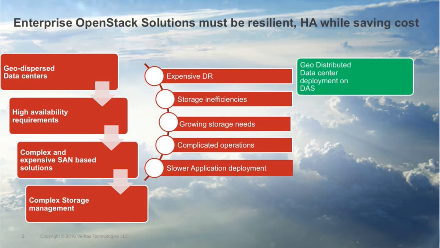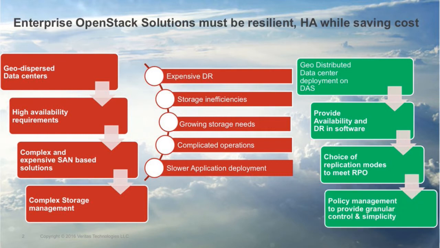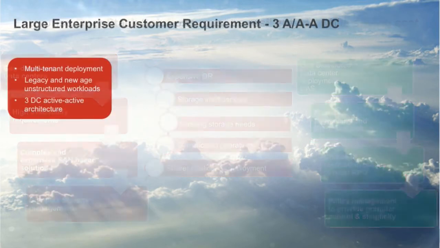The solution that we are proposing is a geo-distributed data center deployment, mostly built out of DAS, commodity disks, commodity storage, and implementing availability and DR solution inside the software itself, giving a choice of replication modes, making the data available at different sites for meeting RPOs, and providing a policy way to manage the entire end-to-end solution. That's what we're going to talk about today.